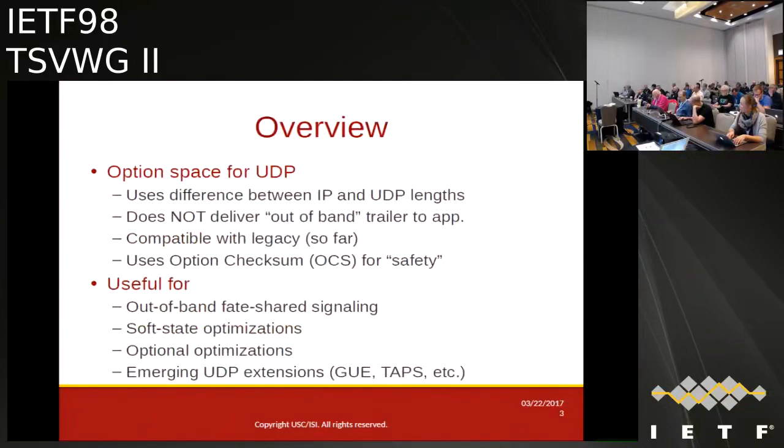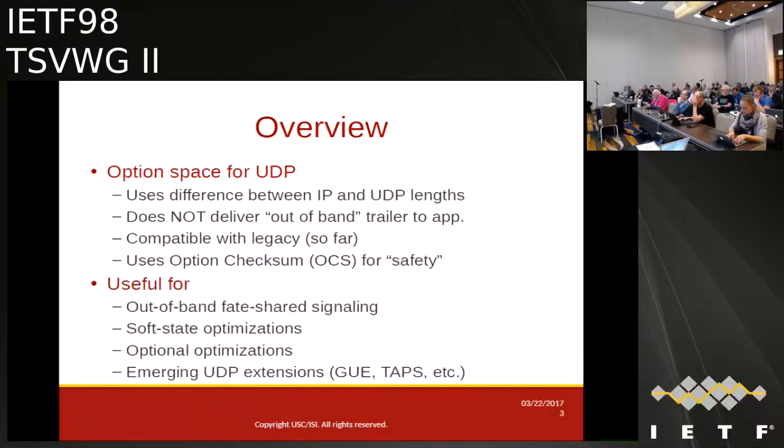Or do we even have a slide? Oh, real quick overview. It's option space for UDP. It takes advantage of the difference between the IP and UDP lengths to find a space to put the options, actually as a trailer rather than in the front of the message. It never delivers the out of band information that's between the two up to the application, which means everything we have found out so far is that this is compatible with legacy endpoints. If you send it to a legacy endpoint, it's just going to drop the missing data on the floor, and it doesn't interfere.